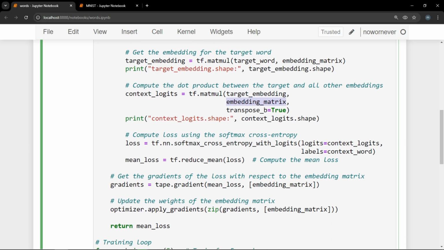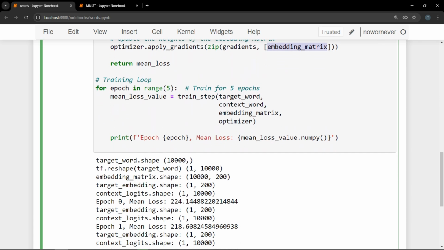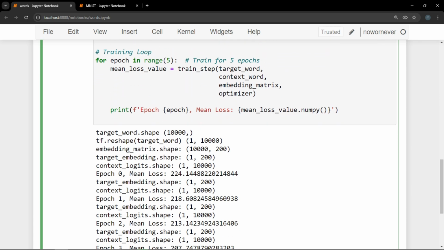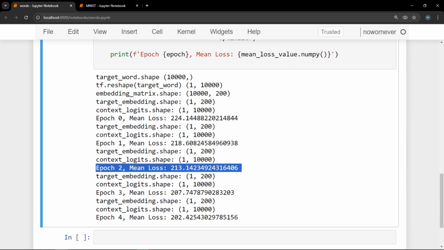Next, we utilize the softmax cross-entropy loss function with logits. We pass in the dot products and the one-hot encoding of our context word. In deep neural networks, logits refer to the raw output values from the last layer before they are transformed into probabilities, usually through a softmax function. We then calculate the gradients and apply them to update our embedding matrix. As we proceed, we observe a decrease in the loss, indicating that our model is learning.